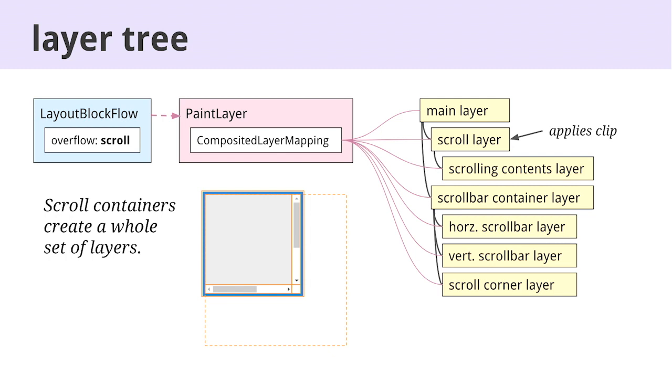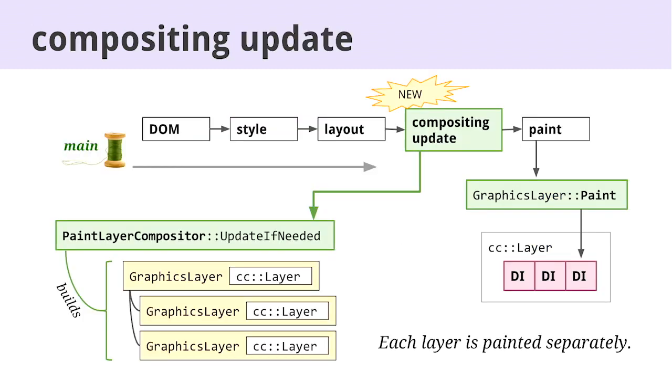So now we understand what the layer tree is. How does it fit into the rendering pipeline? Building the layer tree is a new lifecycle stage called the compositing update. And today it happens after layout and before paint on the main thread. And each layer is painted separately. So if you remember the display item list, which is the output of paint, each layer has its own display item list. And the compositing update and the paint stage operate on these objects called graphics layers, which is just a blank wrapper around a CC layer object. So you can mostly think of graphics layer and CC layer interchangeably.